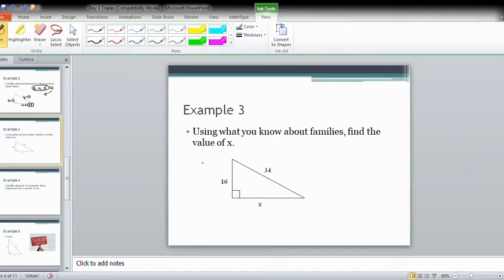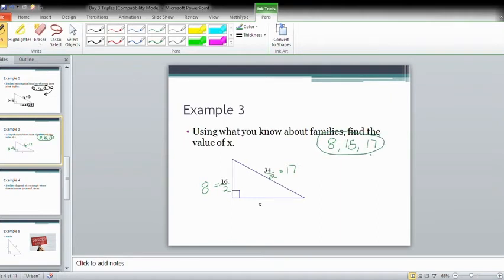So now I have another triangle. Again, 16 and 34 are not one of our families, but let's divide both by 2 because they're even. That seemed to work for us before. So I have 8 over here and 17 over here. So it's the 8, 15, 17 family.